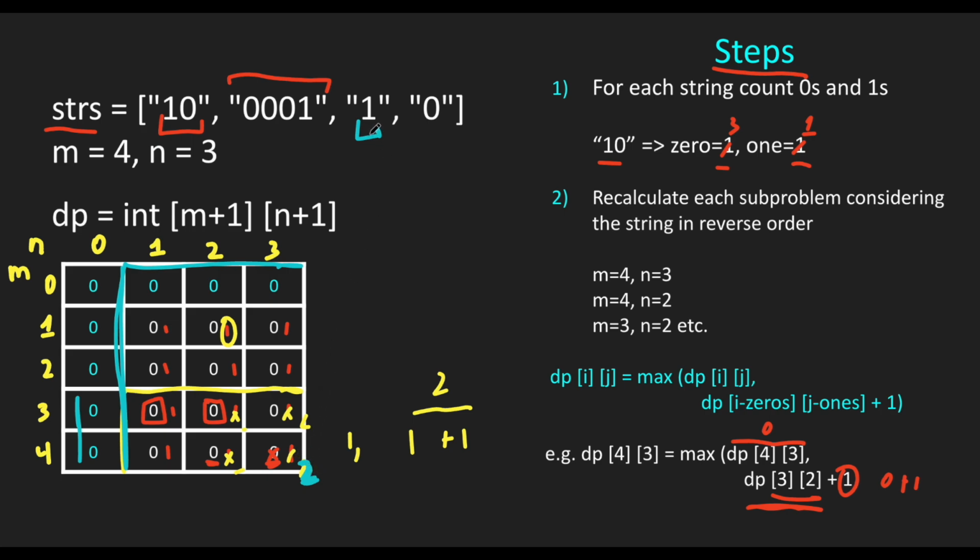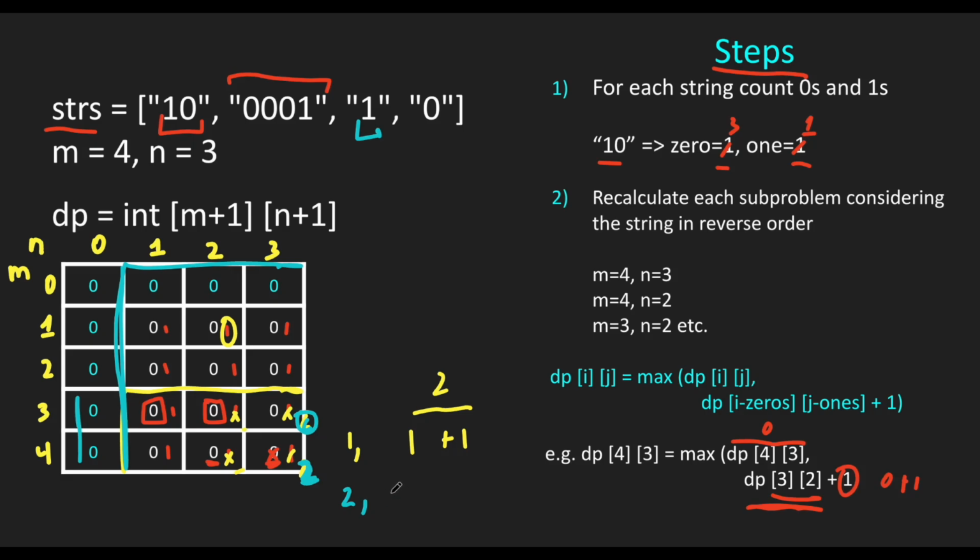So we are taking either the current value, again 4 and 3, or we are considering this string. If we are considering this string, our value becomes 4 minus 1, 3, and 3 minus 1, 2, so whatever the max value is here, 3 and 2, right? We have already solved this subproblem, and the value here is equal to 2.